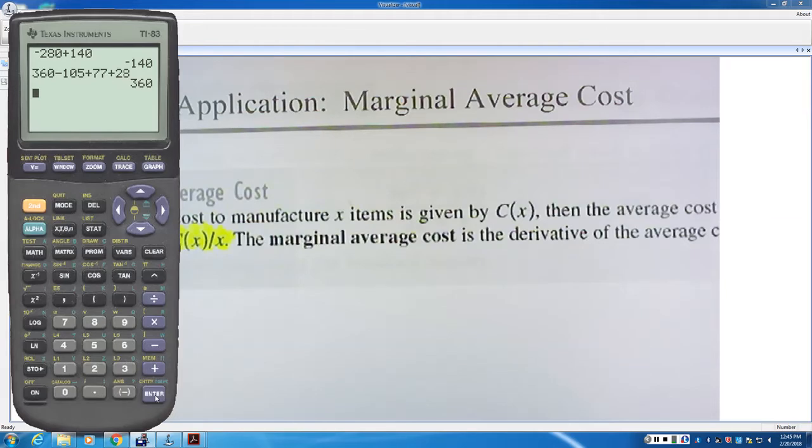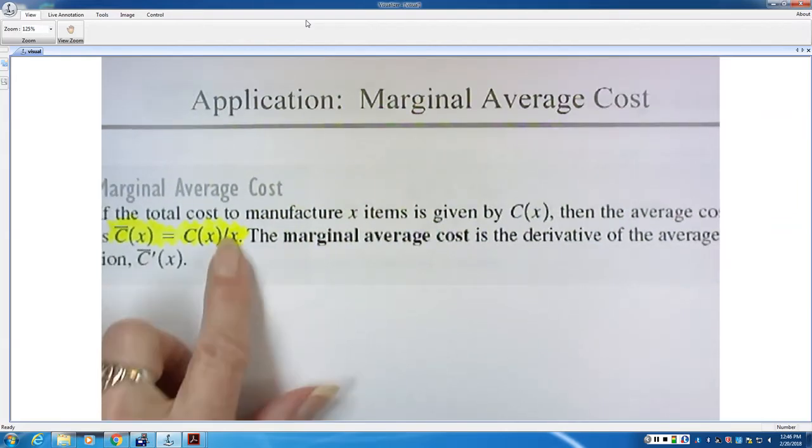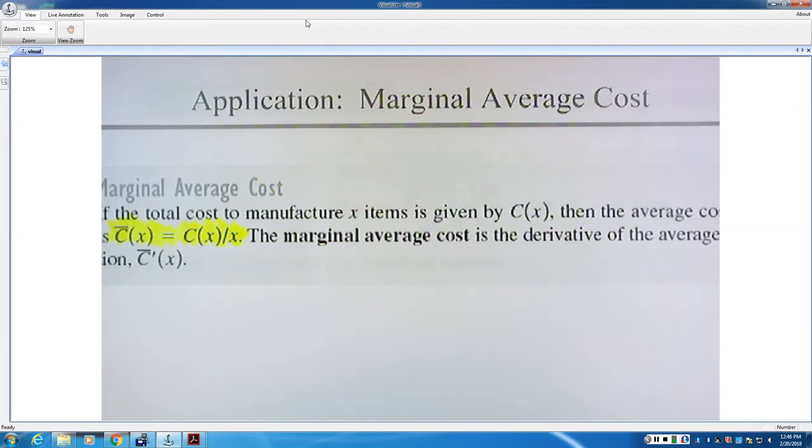What is the thing here says the rate of change of average cost called the... Okay, when you're talking about the rate of change of average cost, that's the marginal average cost. And here again, marginal is your clue that you're talking about a derivative.